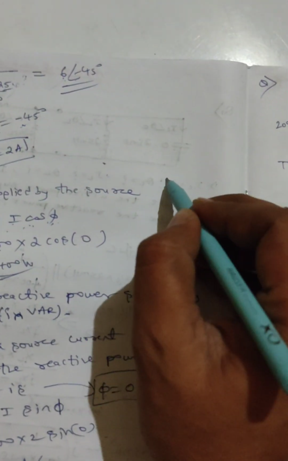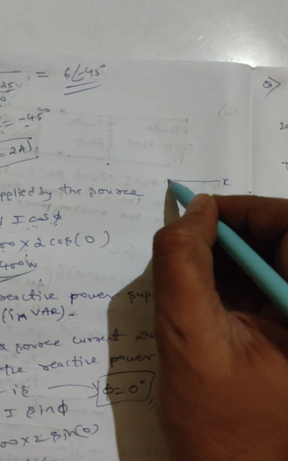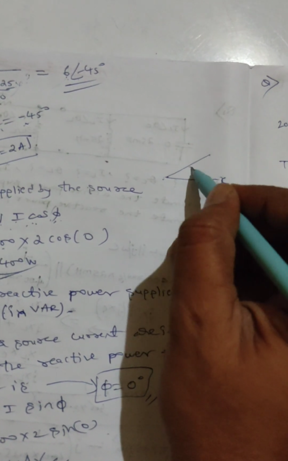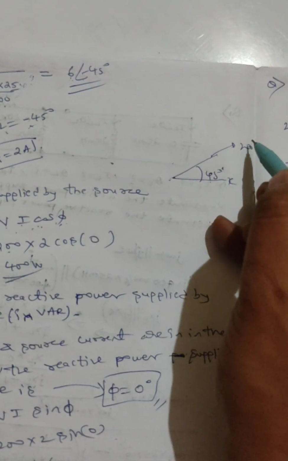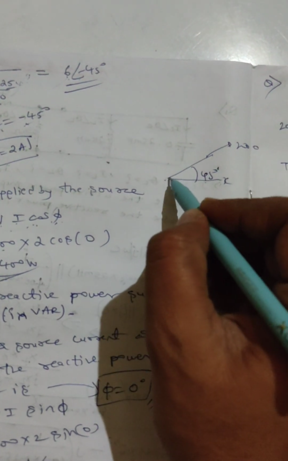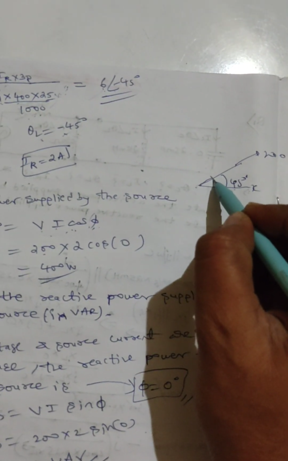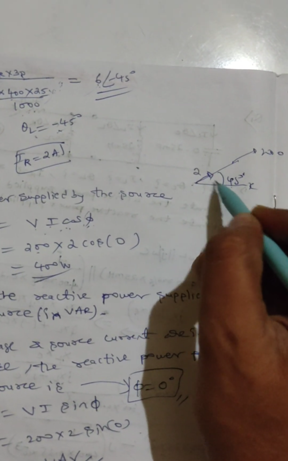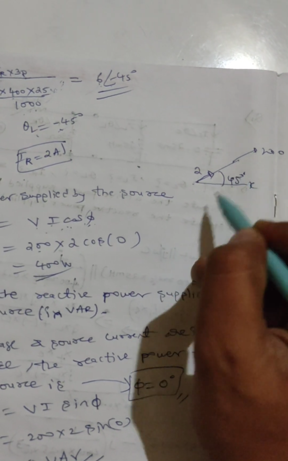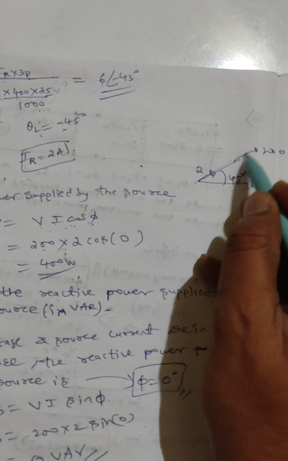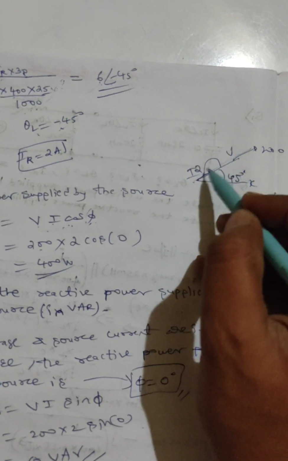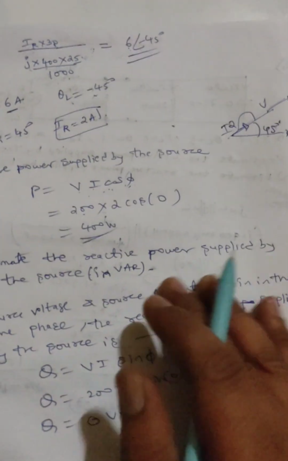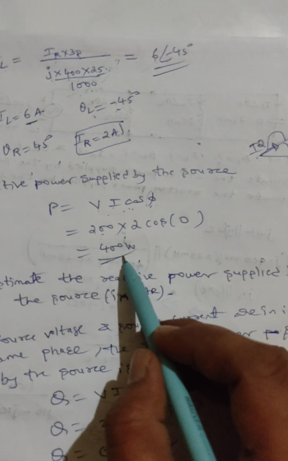Why? With respect to some reference axis, the voltage leads the reference axis by 45 degree, with magnitude 200. The current magnitude is 2 ampere, and that also leads the reference axis by 45 degree. So both are on the same axis. Then what is the angle between current and voltage? 0 only, so phi is 0. Cos 0 is 1. 200 into 2, 400 watts.